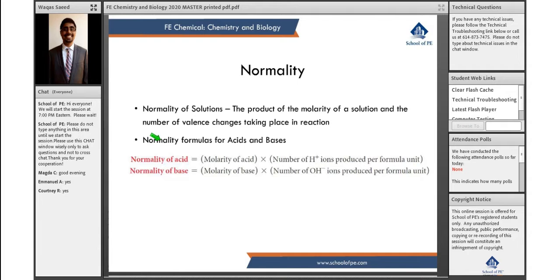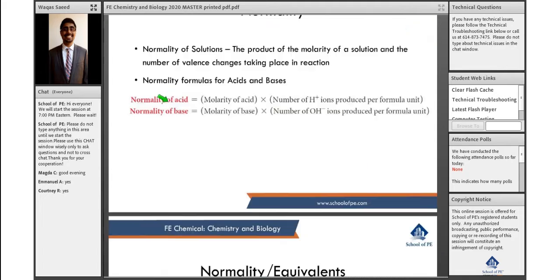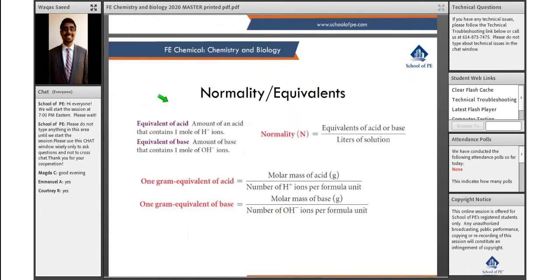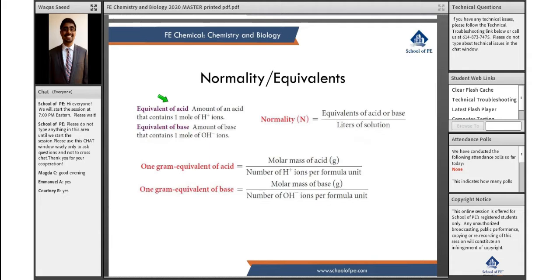But when you expand it out into formulas, you have a normality of an acid and a normality of a base. So you're taking the molarity, depending on if it's an acid or base, and multiplying it by the number of H plus ions or the number of OH minus ions. If you're dealing with a base, you're dealing with hydroxide ions. If you have an acid, you're dealing with H plus ions.